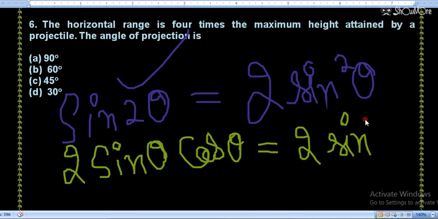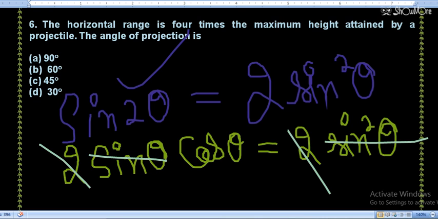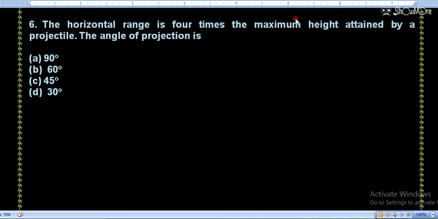So after cancellation, you can see one sine will cancel out, because on the right hand side we have square of sine theta. 2 will also cancel out. So one sine will also cancel out from here. So basically finally we will get sine theta by cos theta equal to 1. So that means tan theta equal to 1.